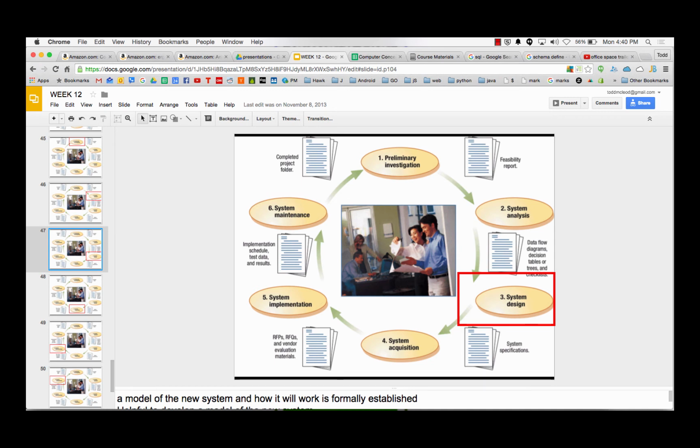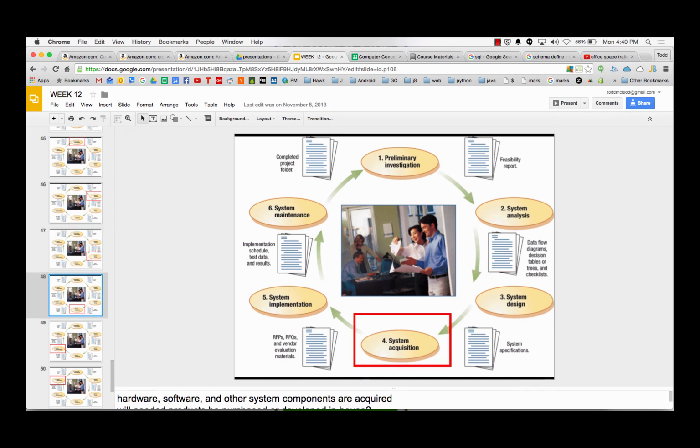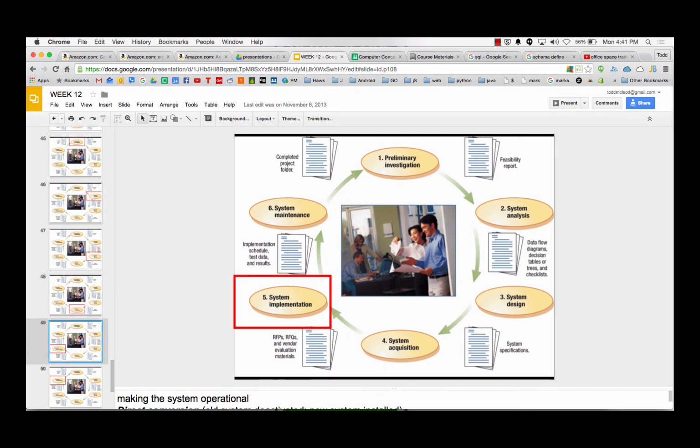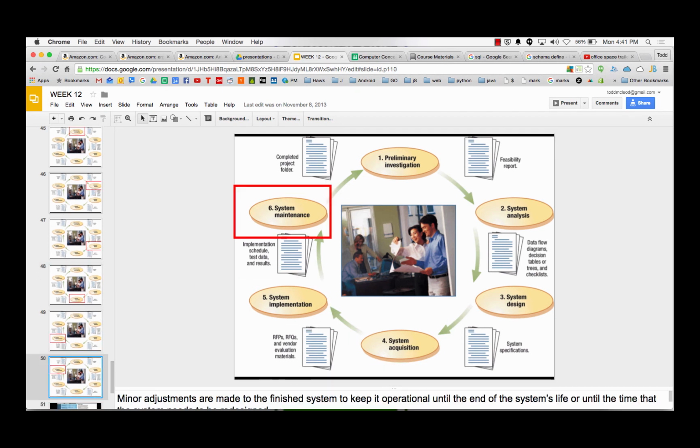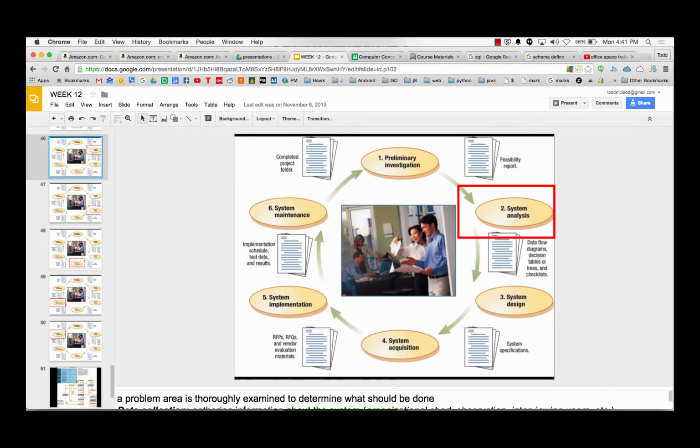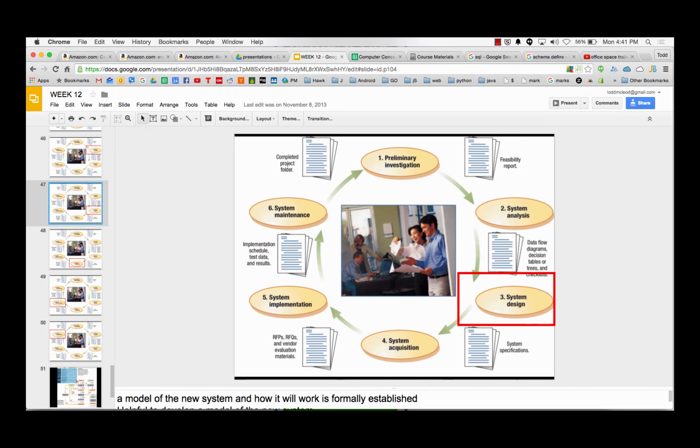Or where do people go? Burger King's not so great. I'm going to Whole Foods, right? And then you acquire what you need. I want that pizza. I want that sandwich. And then you implement it. You eat it. And then you kind of reflect. Was it good? Am I full? Do I need more? You go back and get some more. So that's the systems development life cycle.